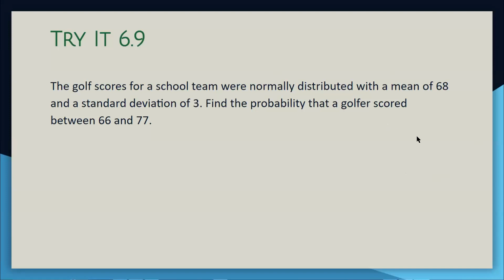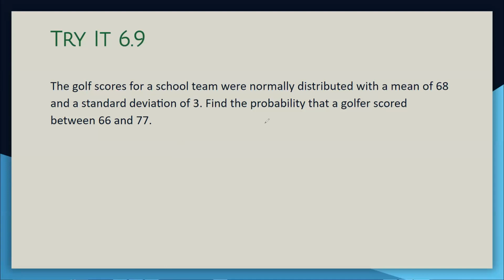Okay, so Try It 6.9 says the golf scores for a school team were normally distributed with a mean of 68 and a standard deviation of 3. Find the probability that a golfer scored between 66 and 77. So I am going to do exactly what I did in the last few. Write down the information I was given, draw my picture, use my calculator.